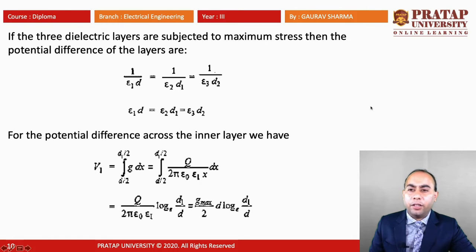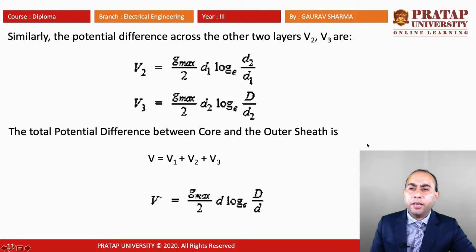So epsilon 1 d is equal to epsilon 2 d1 is equal to epsilon 3 d2. For the potential difference across the inner layer, we just integrated the gradient g, from d by 2 to d1 by 2 of g dx, and we got the value of v1. Similarly, we got the potential difference across the two layers, v2 and v3. Now the total potential difference between core and the outer sheath is v, which is equal to v1 plus v2 plus v3.